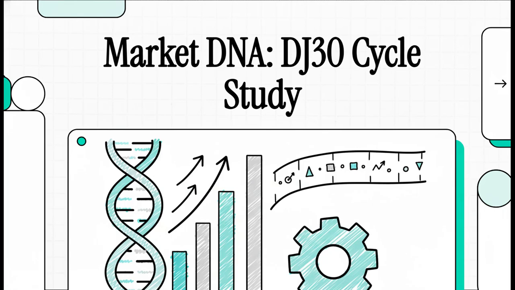Hey everyone, and welcome. In this explainer, we're going to take a really close look at the market DNA method. What we'll do is walk through one single complete cycle. The focus today is on the Dow Jones Industrial Average, also known as the DJ30. Our whole goal here is just to document how this system works in a real-world scenario. So let's get right into it.